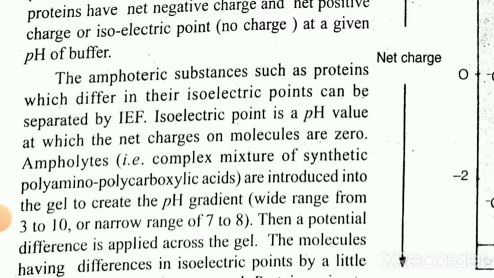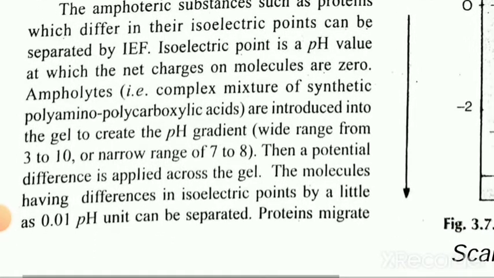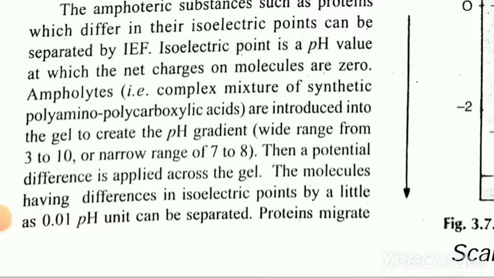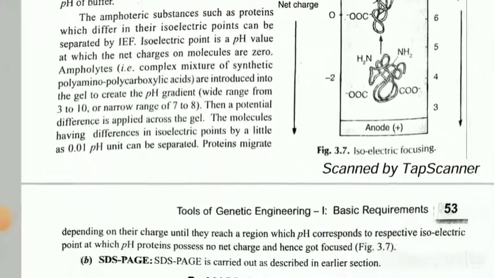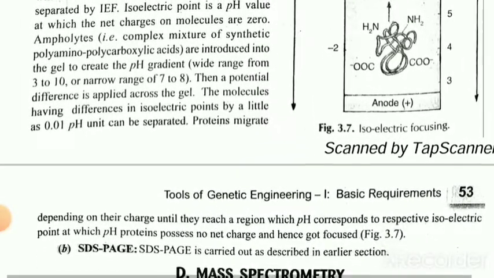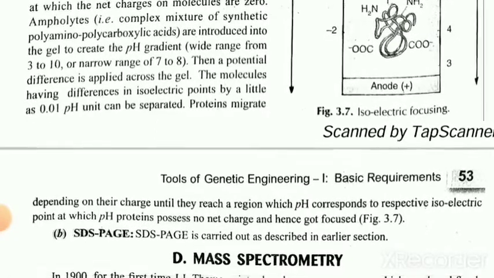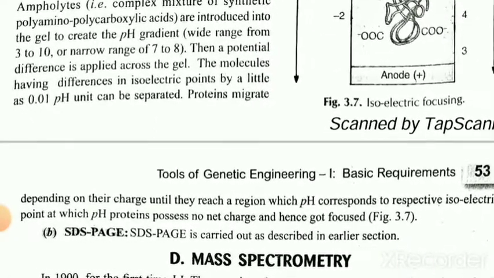Hence, the proteins have a net negative charge, a net positive charge, or, at the isoelectric point, no charge, at a given pH of buffer. The amphoteric substances such as proteins which differ in their isoelectric points can be separated by IEF. Isoelectric point is a pH value at which the net charge on a molecule is zero. Ampholytes, i.e. a complex mixture of synthetic polyamino polycarboxylic acids, are introduced into the gel to create the pH gradient, a wide range from 3 to 10, or a narrow range of 7 to 8.